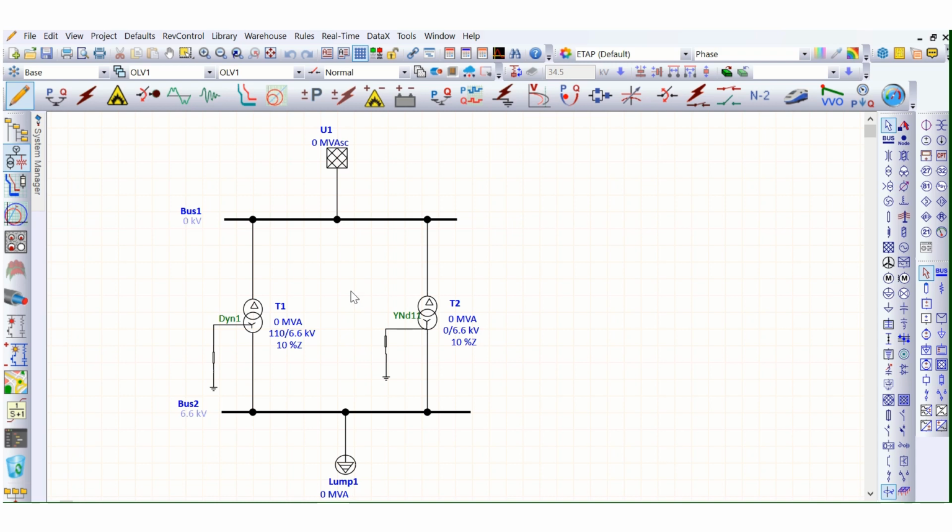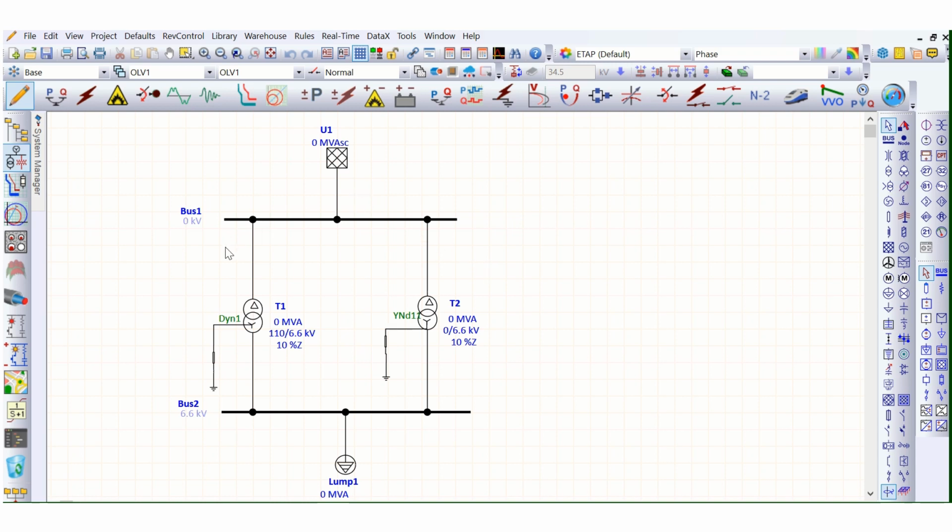But before paralleling the transformers, we need to keep in mind that there are some criteria to parallel the transformers. We will discuss with different case studies what those parameters are.